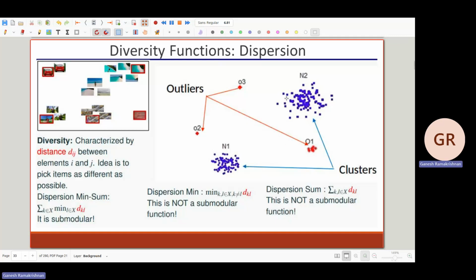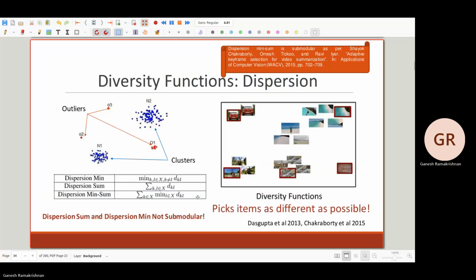Right. So this is what they'll do: drop all these outliers and pick a bunch of points in the main set. So this is kind of similar to DPP. So all of these in one place. Dispersion sum is modular. Dispersion min sum, no, there were some papers, right? So dispersion min sum is submodular as per a subsequent paper. Okay, so some 2015. There was an original paper where they said it isn't, but then there's a follow-up paper. Right? So there's a bug in the original. It is not submodular there.